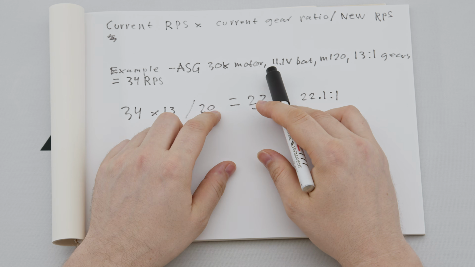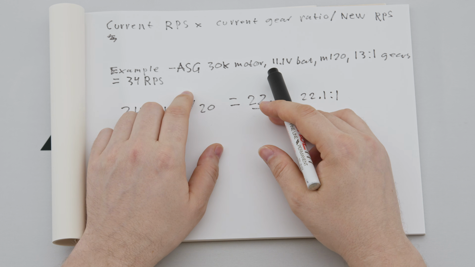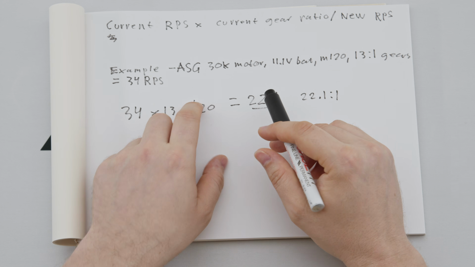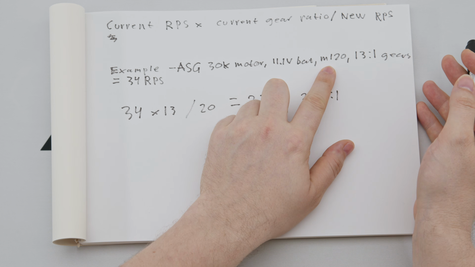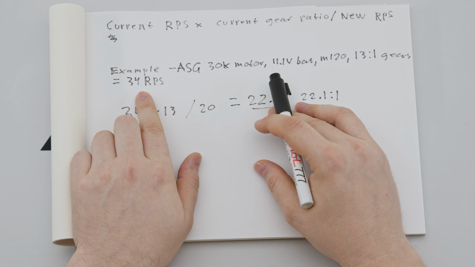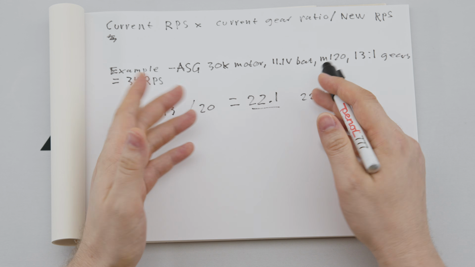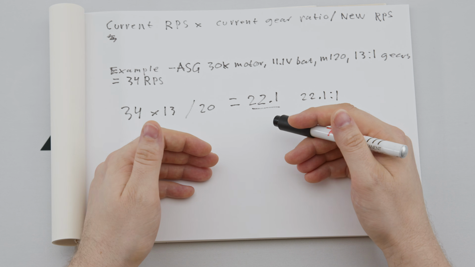Returning to the calculation formula, I made an example of how to use it. Let's say I have an AEG with the following specs: ASG 30K motor, 11.1 battery, M120 spring, 13 to 1 gears, and it shoots 34 rounds a second. And then I think that's too fast. I'd like to drop the rate of fire down to 20 rounds a second instead of 34.